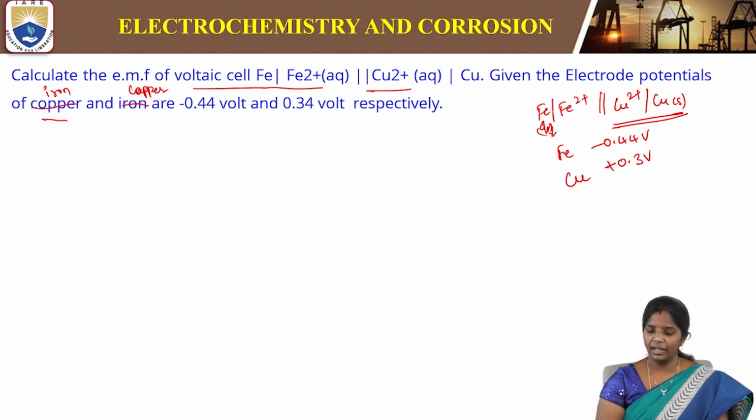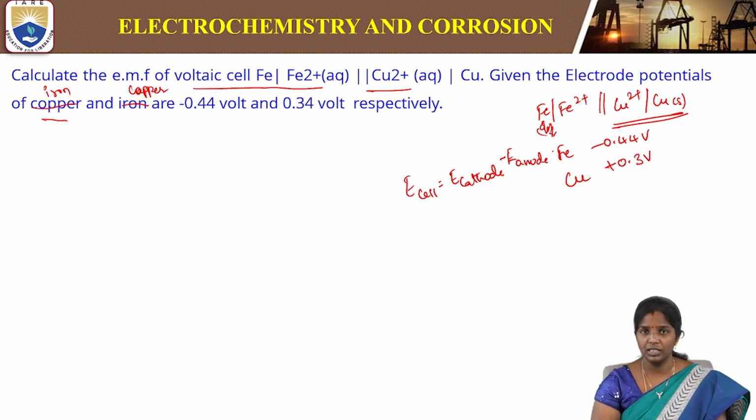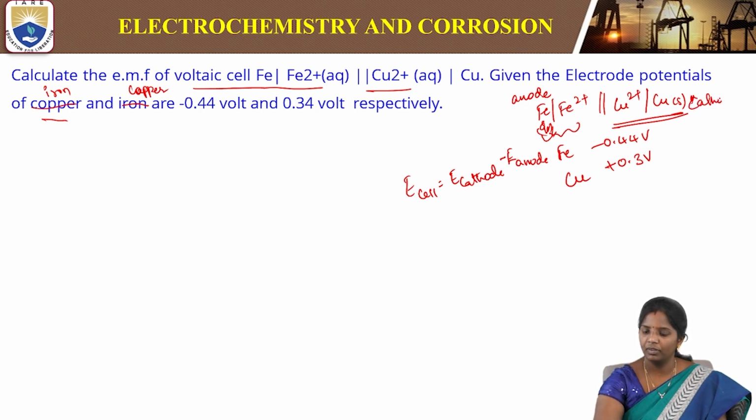Now we will be applying the formula E cell equals E cathode minus E anode. Now we have to decide which one is cathode and which one is anode. What is happening here? There is an increase in the oxidation state, so oxidation is taking place, so this is the anode. Here reduction is happening, so this is the cathode. So now copper is the cathode. What is the value for copper? It is plus 0.34 minus of minus 0.44 volt, so then it will be plus 0.78 volt.